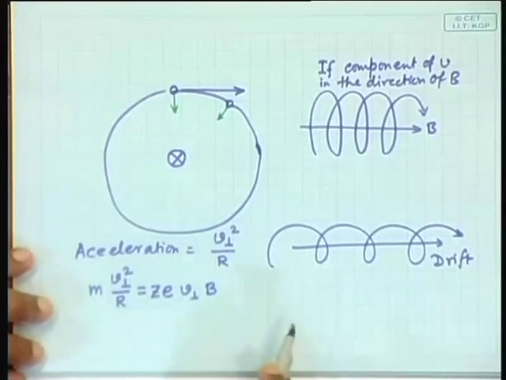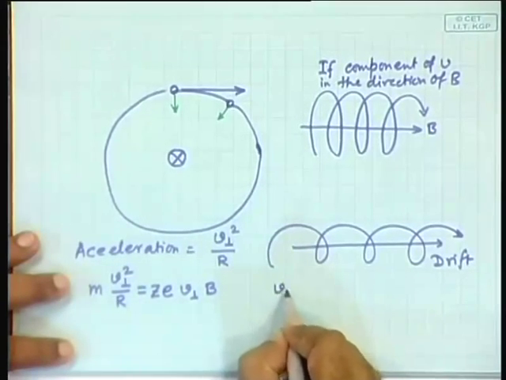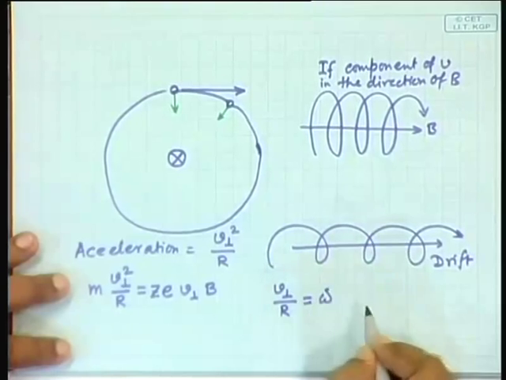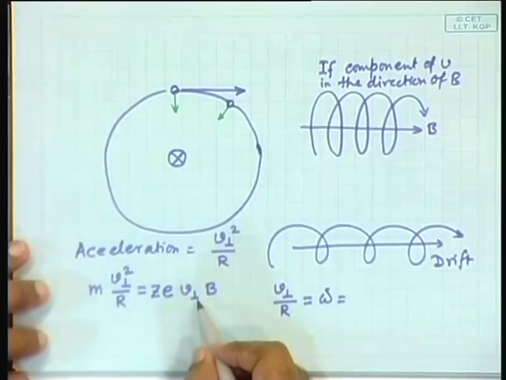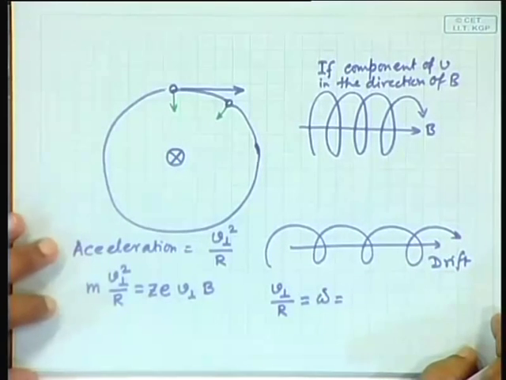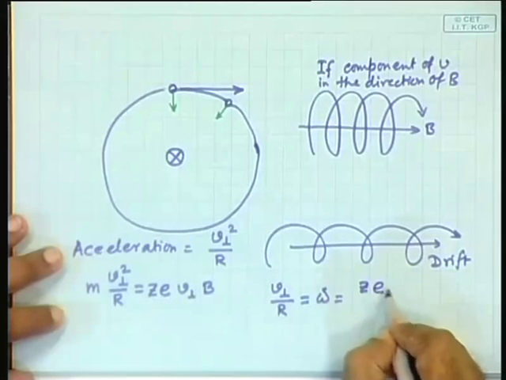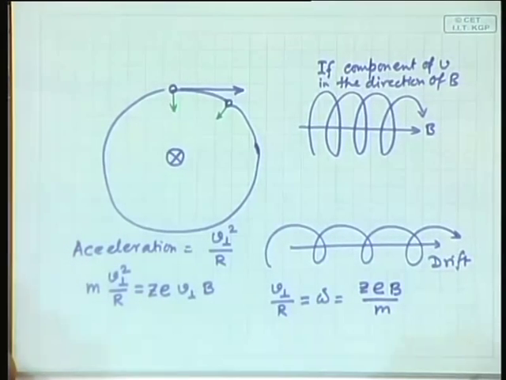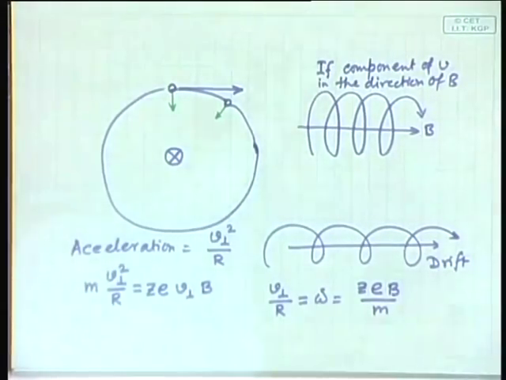So, v cancels off and you get v by r, which is nothing but the omega, as z e B by m. So that is the omega. Fine. So that is the angular velocity of the motion.